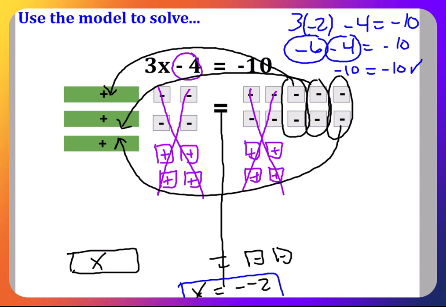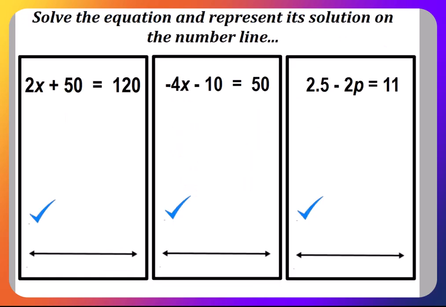Pause the video if you need to go back and process everything we did, or if you want to listen to it again, just rewind it. When you're ready to go on, move on to the next problem. Okay, so now we're going to solve equations without using the models.